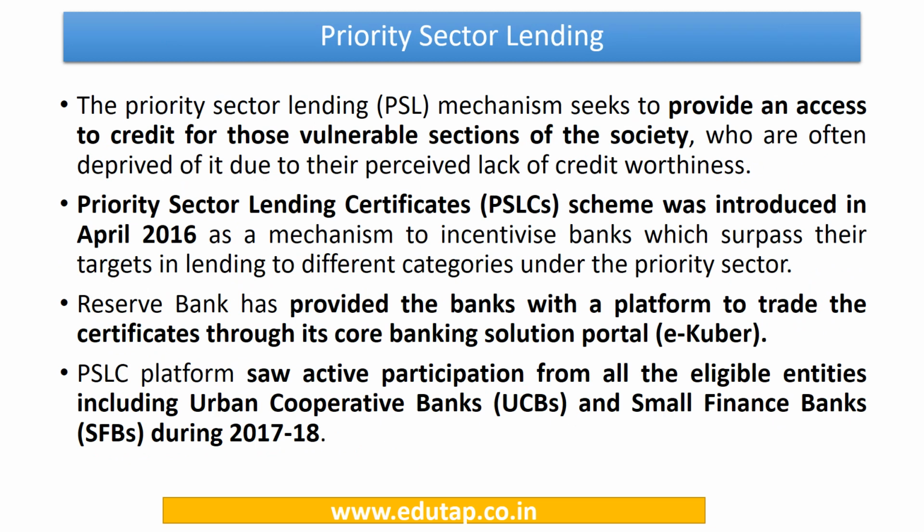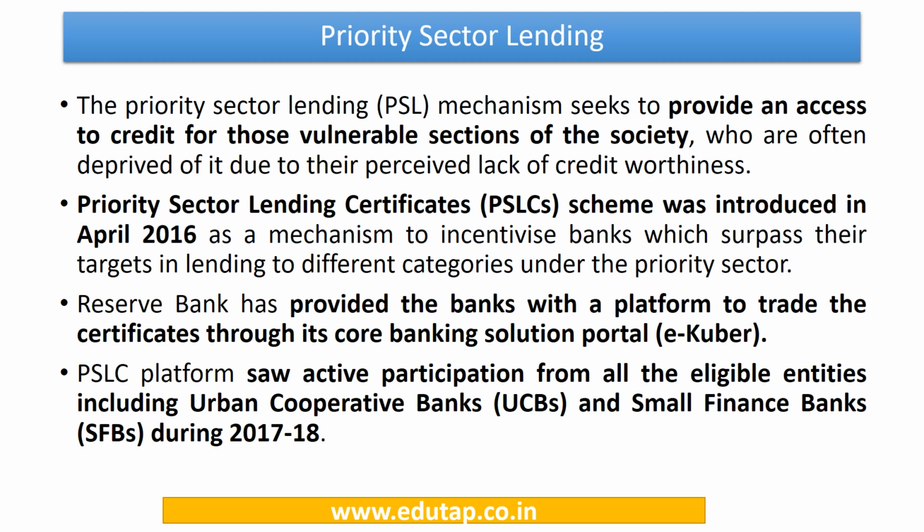Another important aspect is priority sector lending. So this particular mechanism was introduced so that the weaker or vulnerable sections of the society who would have been neglected should be given some amount of credit, and this was assured through making reservations for them. Now the priority sector lending certificate scheme was also introduced in April 2016. So this was introduced to incentivize those banks who have surpassed their targets with regard to priority sector lending. Now they can sell the extra they have achieved through these priority sector lending certificates.